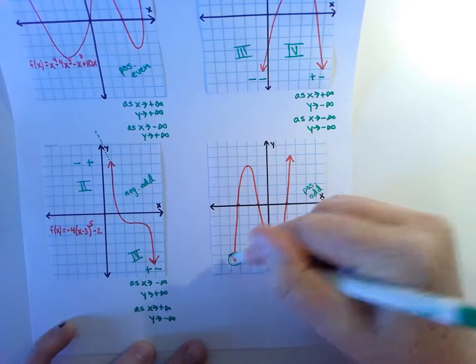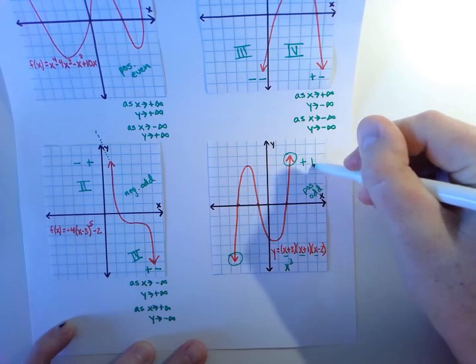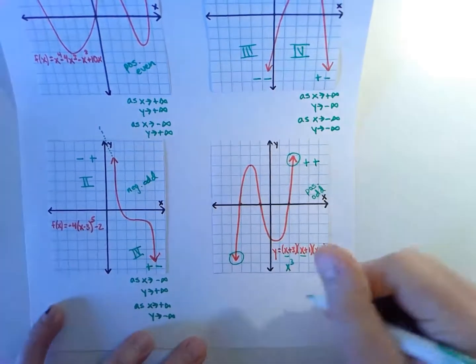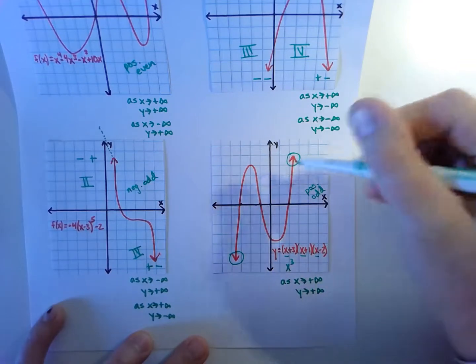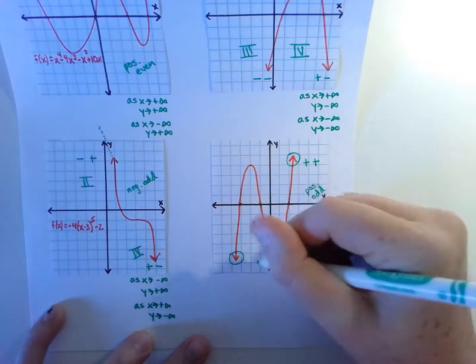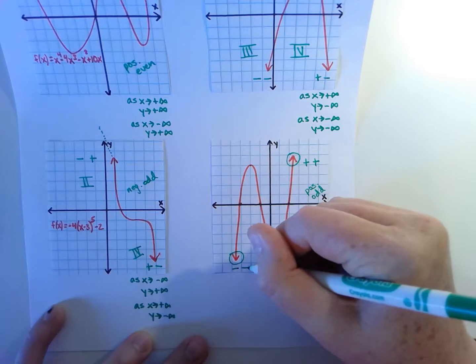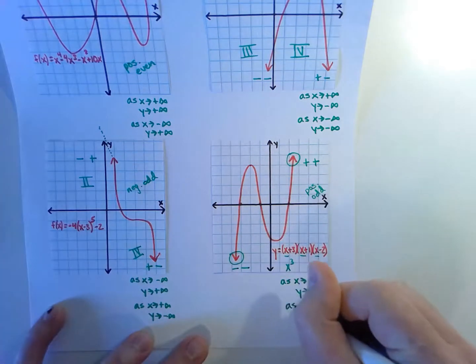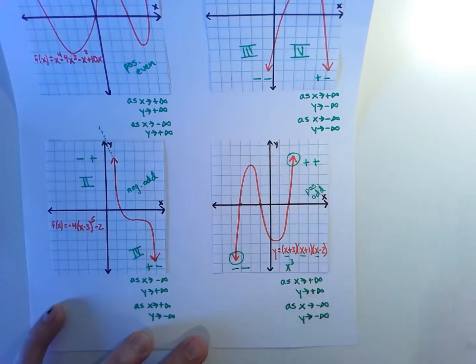Then let's look at the ends of our graph. So this end of our graph over here is going toward the first quadrant, which is positive, positive. So as x approaches positive infinity, y also approaches positive infinity. Then this end of our graph is approaching the third quadrant, which is negative for x and negative for y. So as x approaches negative infinity, y also approaches negative infinity. So that's it for end behavior, and we'll look at another video for symmetry.